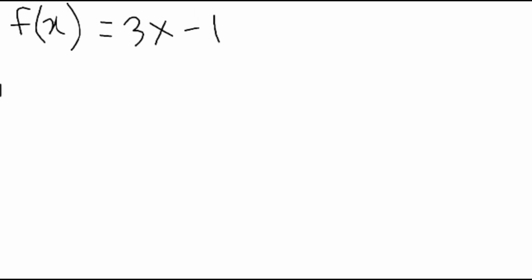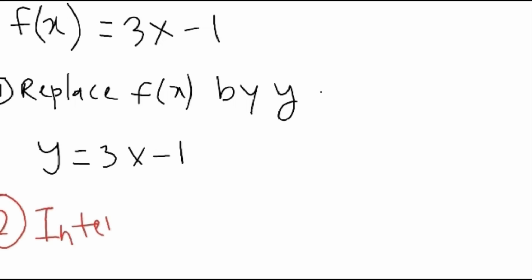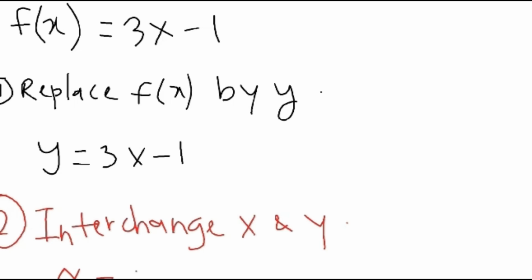Step 1 is to replace f of x by y. Just write y in the place of f of x and keep the rest of the equation as it is. Step 2 is to interchange x and y. So we will just write x in the place of y and y in the place of x, and the rest of the equation is going to be the same.